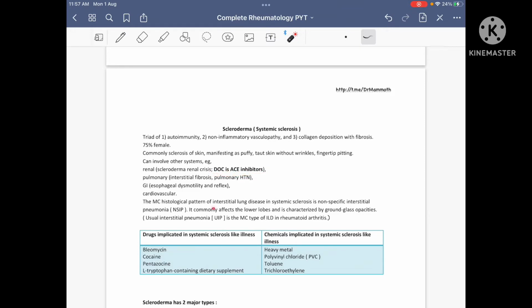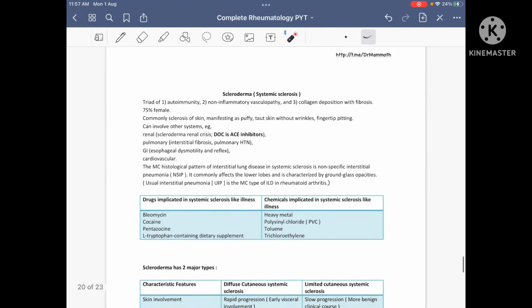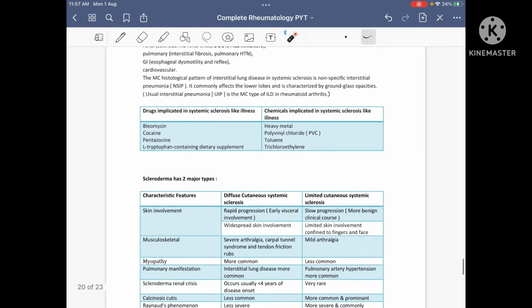The most common histological pattern of interstitial lung disease in systemic sclerosis is non-specific interstitial pneumonia. But in case of rheumatoid arthritis, the most common type is usual interstitial pneumonia. You should remember the drugs and the chemicals implicated in systemic sclerosis-like illness. These are asked in exam.